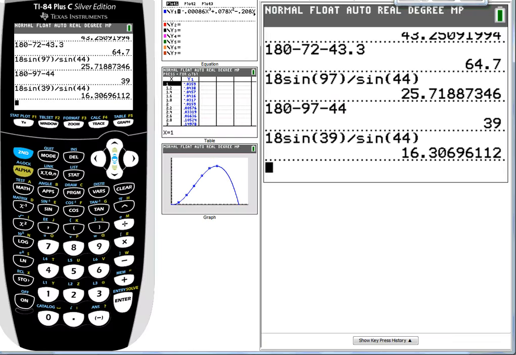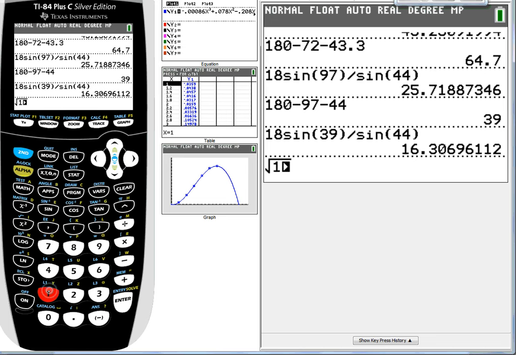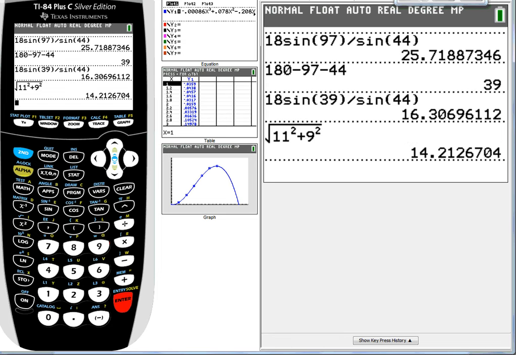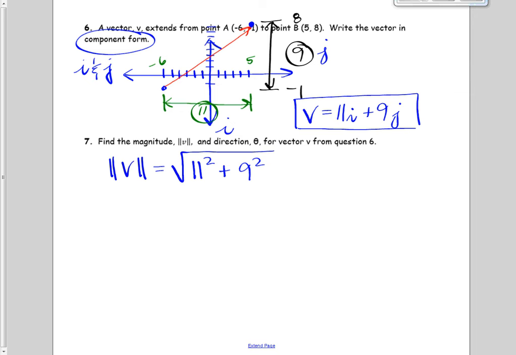So I'm going to have the square root of 11 squared plus 9 squared. That gives me 14.2. So I can back over here, and that is the magnitude of my vector.